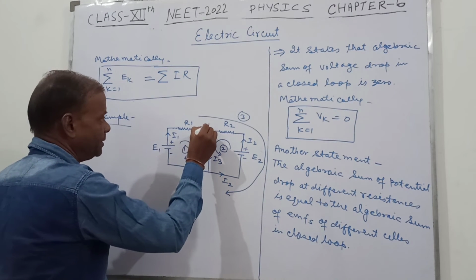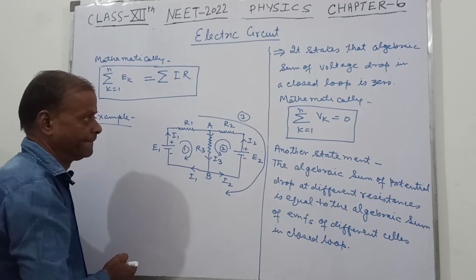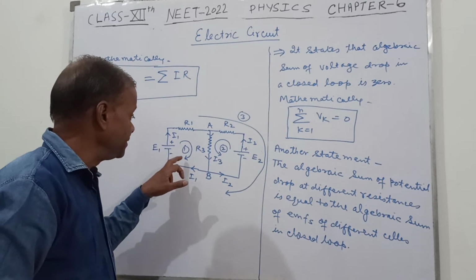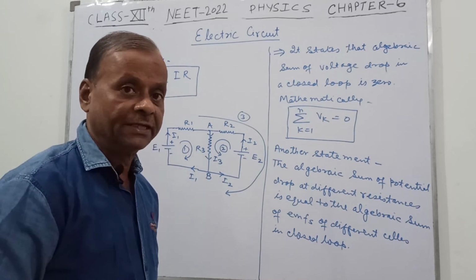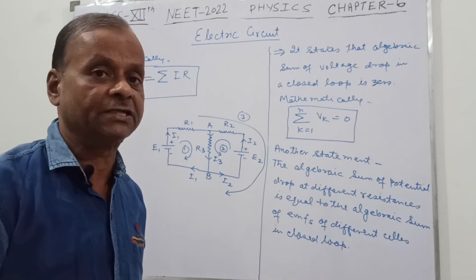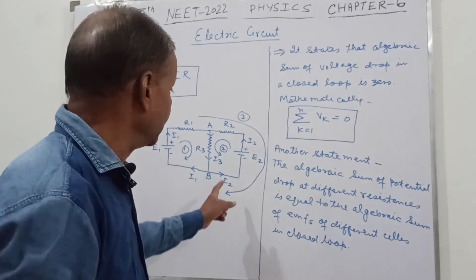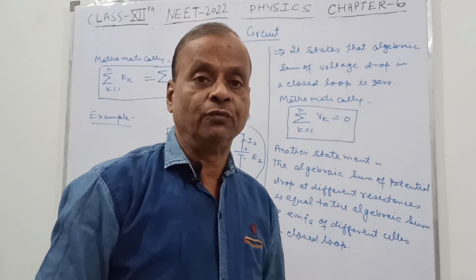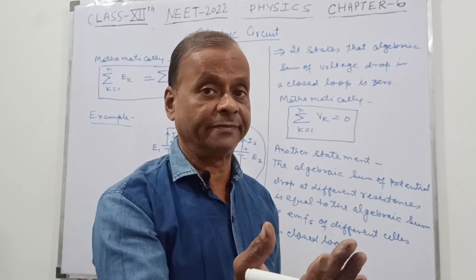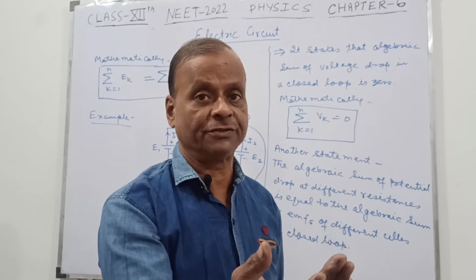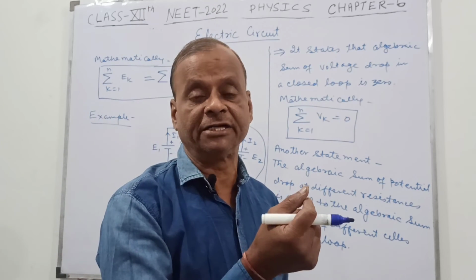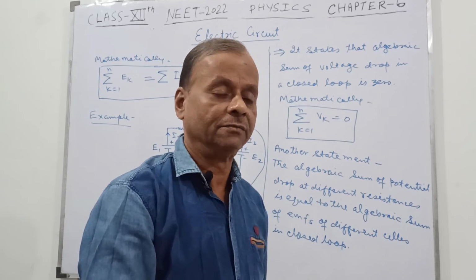Suppose this is point A and this is point B. We have taken this direction, which means the potential drop in this direction will be taken to be positive, and opposite to this one it is taken to be negative. When the current enters at the negative and goes away from the positive of the cell, then EMF is taken to be positive. If the current enters from positive and goes away from the negative, then it is taken to be negative.